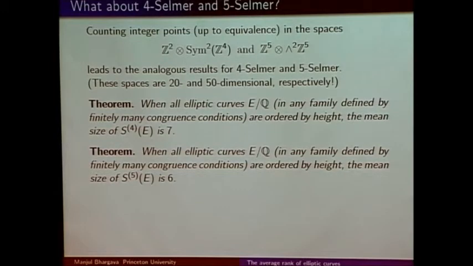Okay, so that's another heuristic that comes out of this. A number of heuristics come out of this. But of course, tomorrow Bjorn will talk about another set of heuristics that gives exactly these numbers. So that explains what these numbers mean and why we expect these numbers to occur.